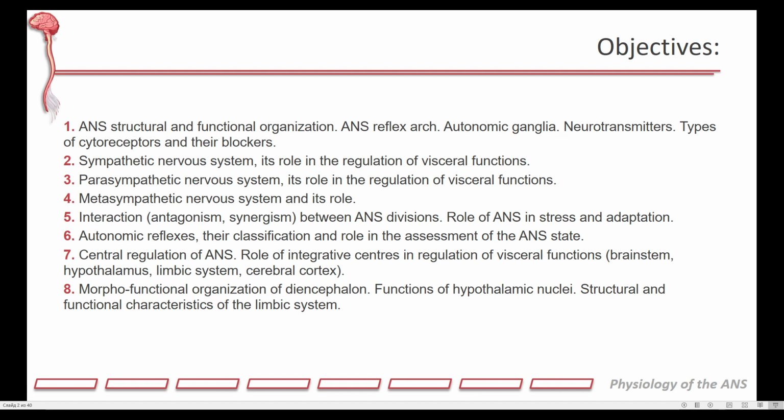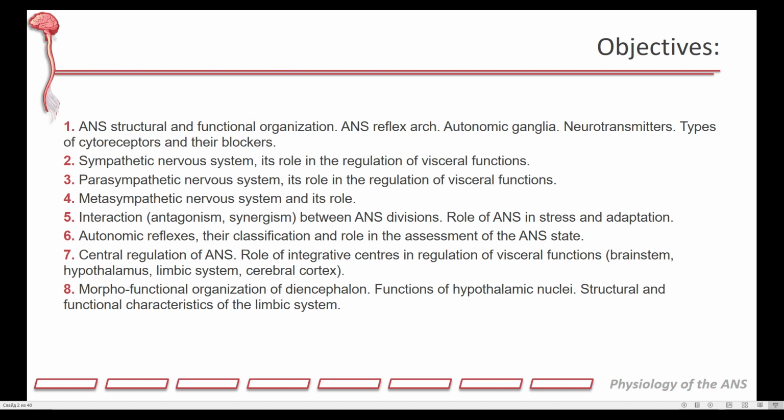Objectives which we will discuss today are the same as the questions which you have in your practical classes. So we will talk about structure and functions of the autonomic nervous system. We will trace the components of the autonomic reflex arc. We will discuss the autonomic ganglia, neurotransmitters, cytoreceptors.